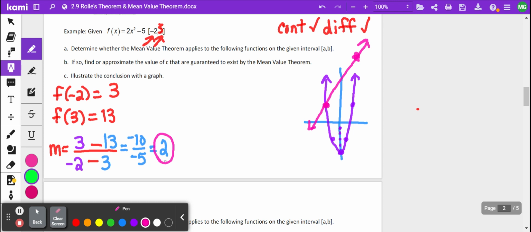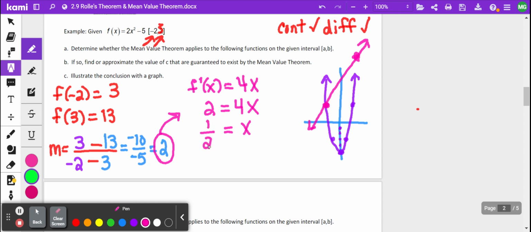Well, we know how to get our tangent line, right? We take the derivative of the function. So the derivative of this function is, using the power rule, 4x. And we want to know when the slope of the tangent line is 2. So now we've set it equal to 2. We divide by 4 on each side, and we find out that when x is 1/2, the slope is 2.